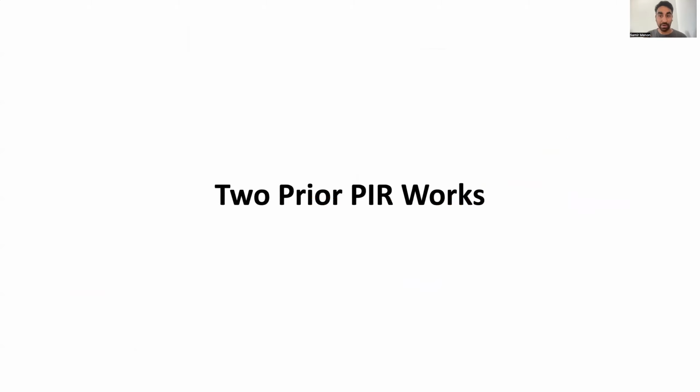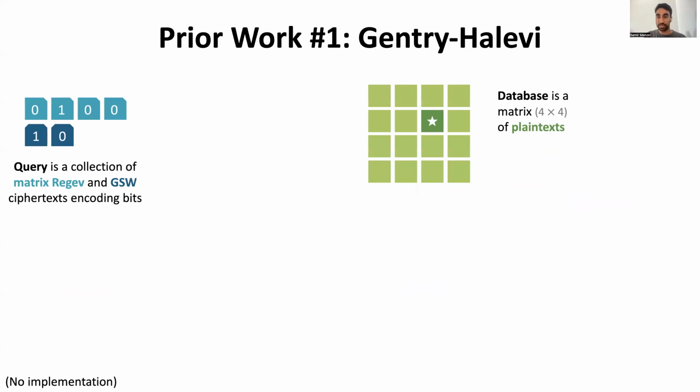So there's a prior work that does exactly that, uses both these schemes to do PIR, and I'll explain it here. It's called Gentry-Halevi from 2019. In this prior work, the query is composed of Regev and GSW ciphertexts encoding bits. I'm showing the database as a 4x4 matrix of plaintext, and the star element is the one we want to retrieve.